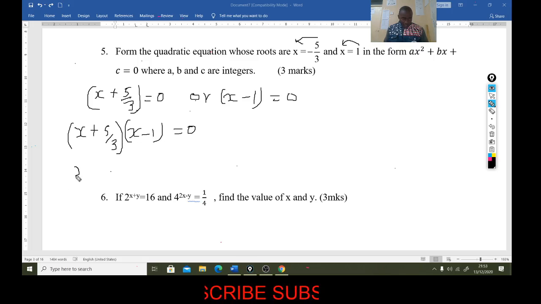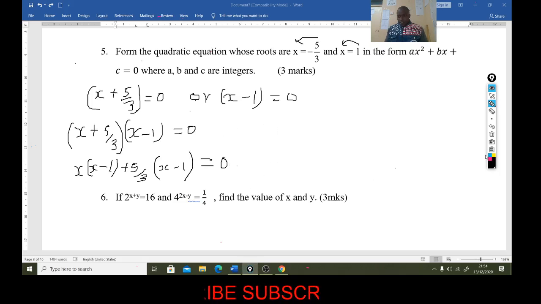So I start with x into the second, which is (x - 1). You close that bracket. Then here is an addition, so plus 5/3, that is for the first one. 5/3 into the second one, into brackets, (x - 1). I close the bracket, or this equals 0, or that equals 0.